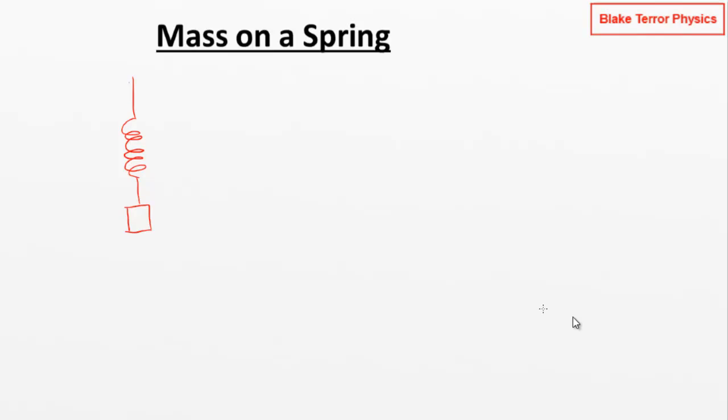So there's our mass on a spring. We've got weight going downwards, we've got tension going upwards. So at equilibrium, the tension is equal to the weight. And we also know that that is going to be equal to the spring constant multiplied by the extension. So that's all fine when we're at equilibrium. Well, what happens then when we move away from the equilibrium?